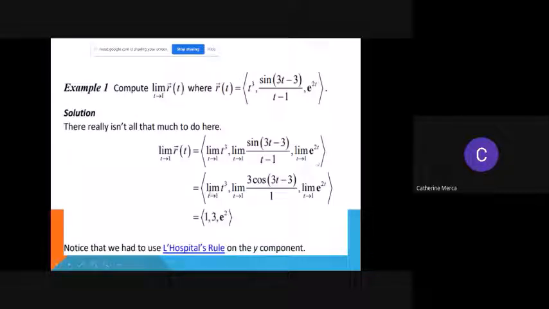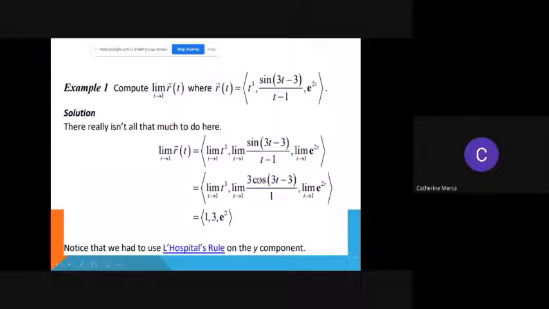But what is the limit of t cubed as t approaches 1? Oh, this is a constant, no? They're approaching 1. So they will have 1 cubed. But what is 1 cubed? 1. The limit now of the 3 cosine 3t minus 3 all over 1 as t approaches 1, you will have 3 cosine 3 times 1 minus 3. What is 3 times 1 minus 3? That's 3 minus 3. That's 0.